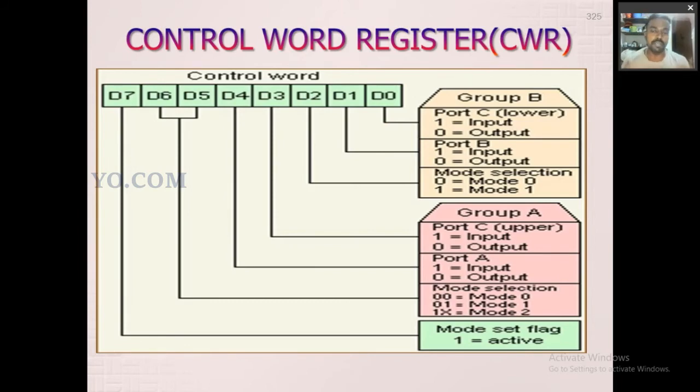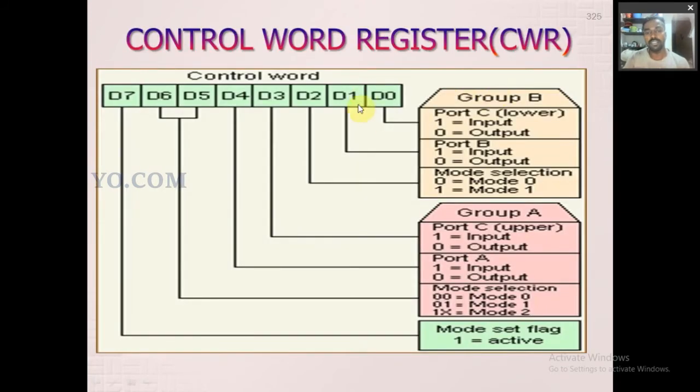The first bit is D0. What is the function assigned to D0? D0 may have two options, one is 1 and another one is 0. D0 is defined for port C lower. So D0 equal to 1 means port C lower is an input, 0 means port C lower is an output. Similarly, D1 is dedicated for port B.